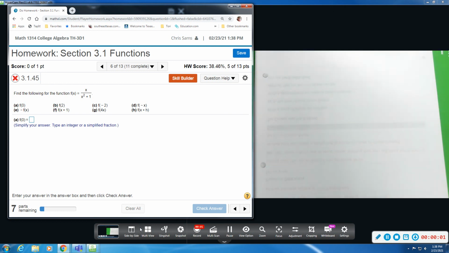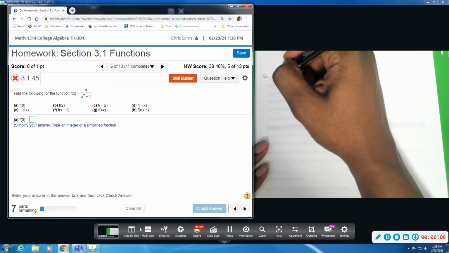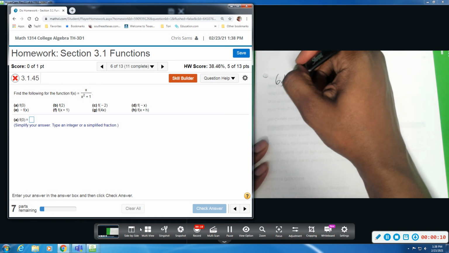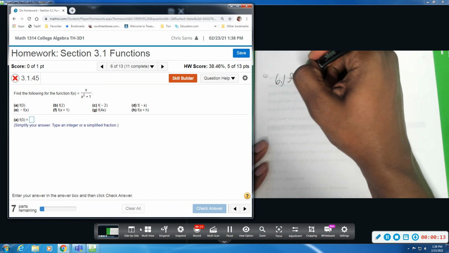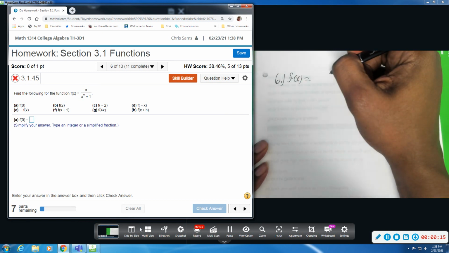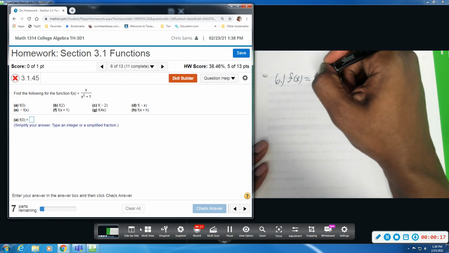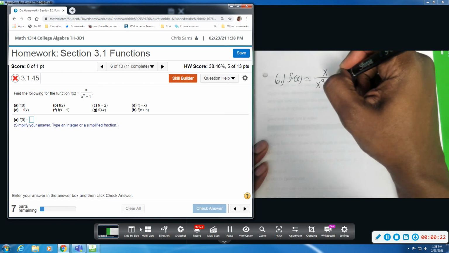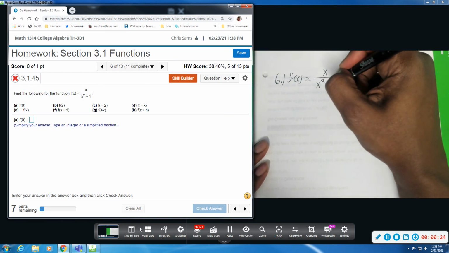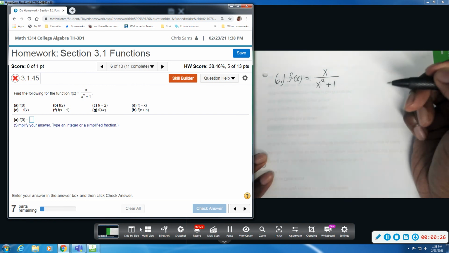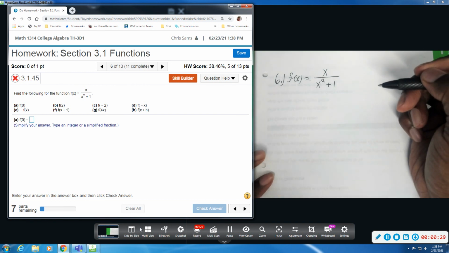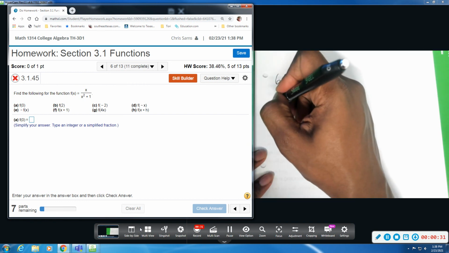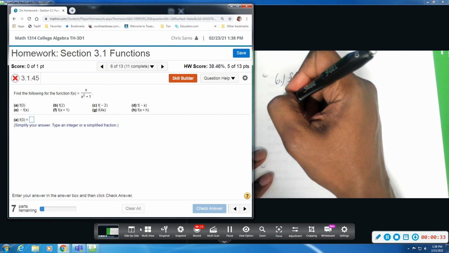Alright, question number 6, we're going to be solving all of these in relation to the given function. So we are given the function f of x equals x divided by x squared minus 1 plus 1. Alright, so this is function notation, and we have 8 parts altogether, A through H.